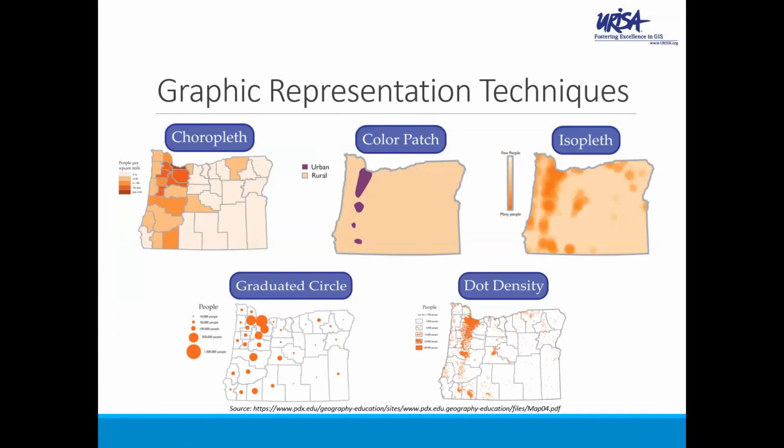The 4th key element are graphic representation techniques. General maps emphasize location and relativity of geographic features and phenomena. We know that's how maps work. Thematic maps emphasize patterns or spatial distributions. They can illustrate the spatial variation of a single phenomenon or variable, or the spatial relationship between 2 particular phenomena or variables.